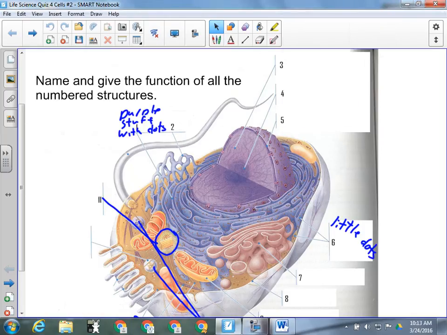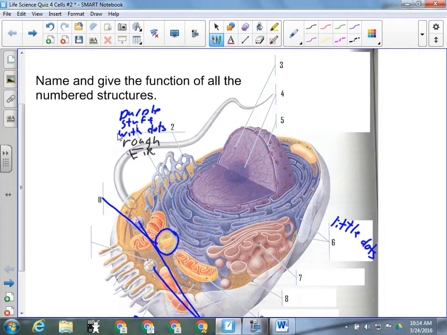All right, watch and listen carefully here, guys. Number one, this stuff here with the brown dots on it, the purple stuff, is the rough ER. So 1 mark for rough ER, and 1 mark for the fact that rough ER transports proteins and is involved in the production of hormones. Either one of those functions is fine. They do not need to have both.